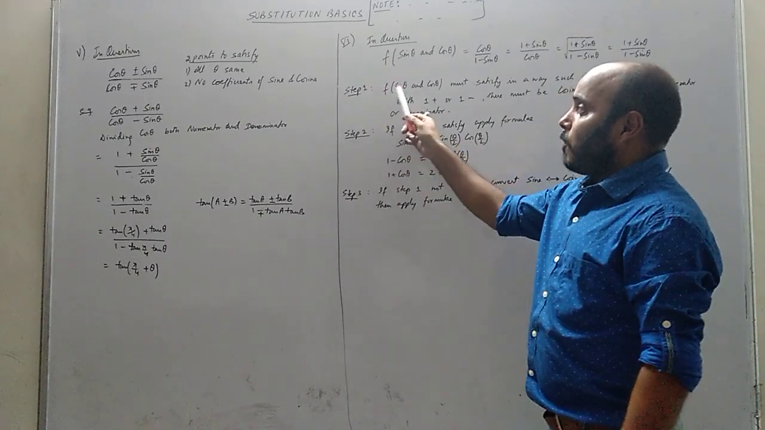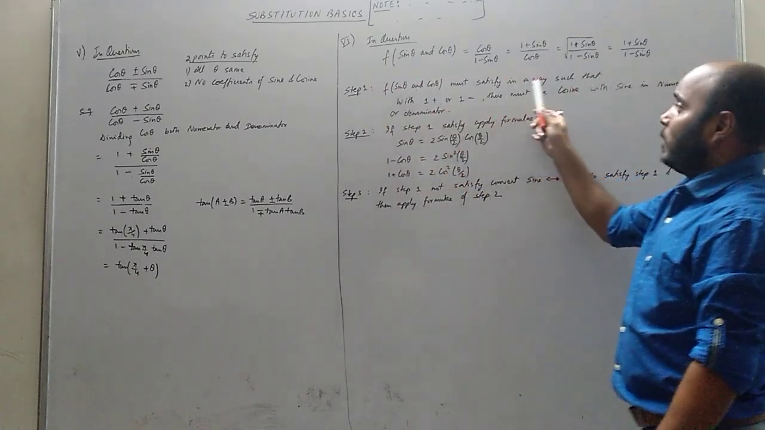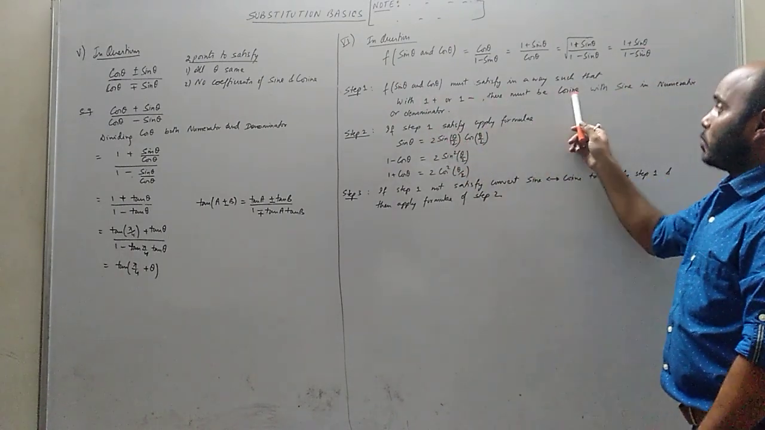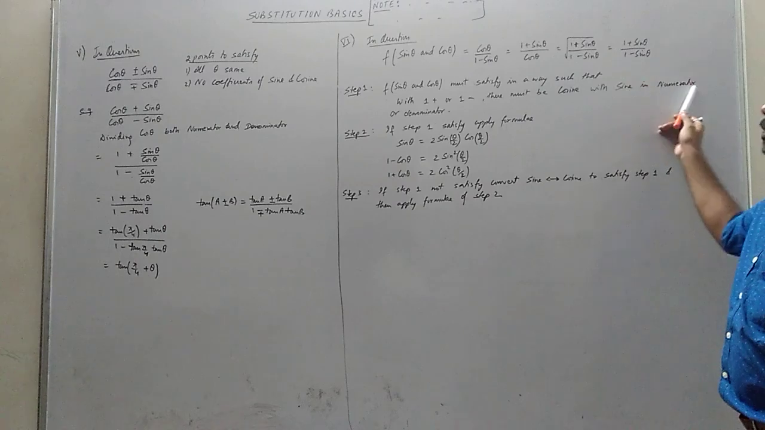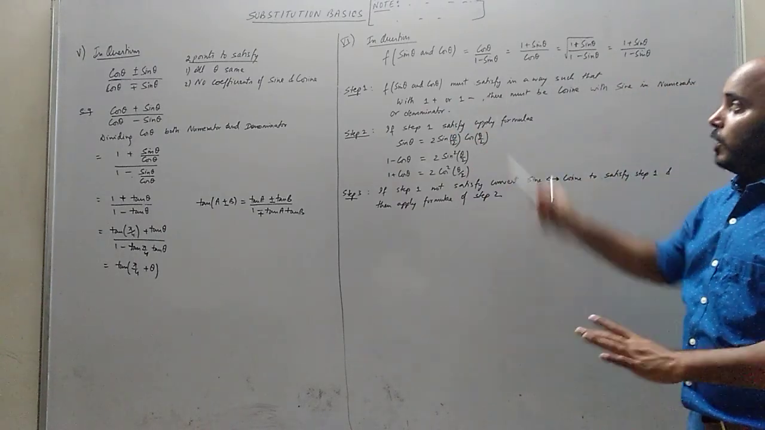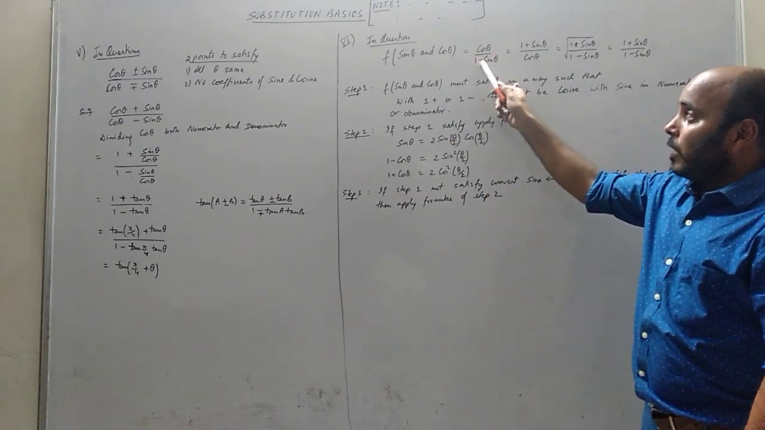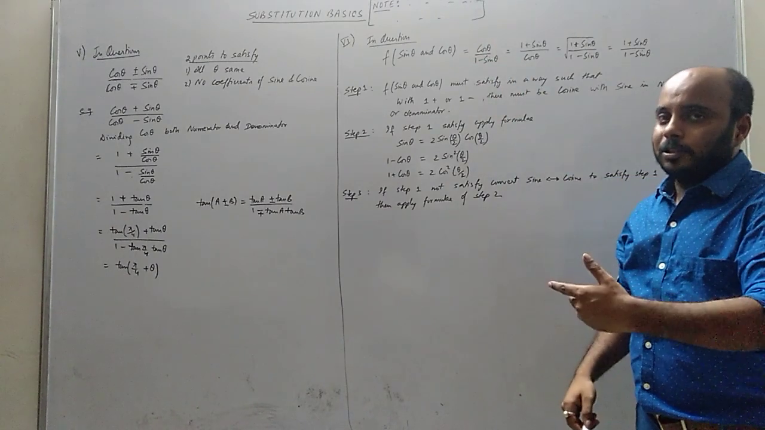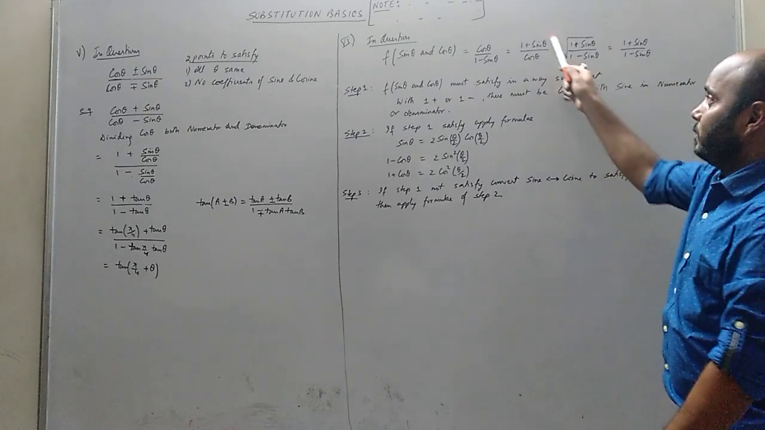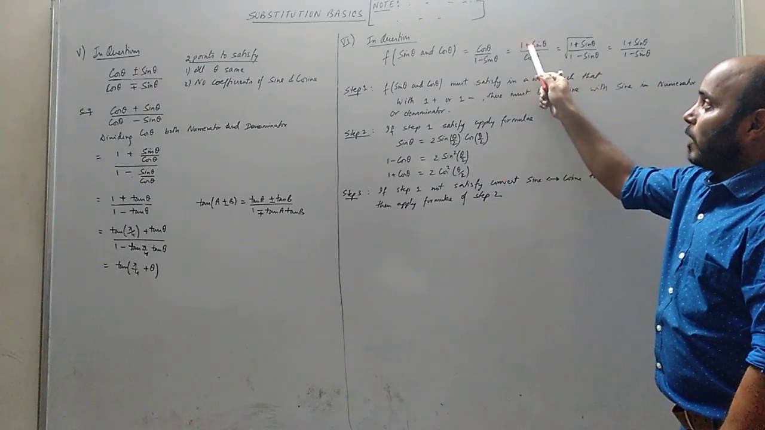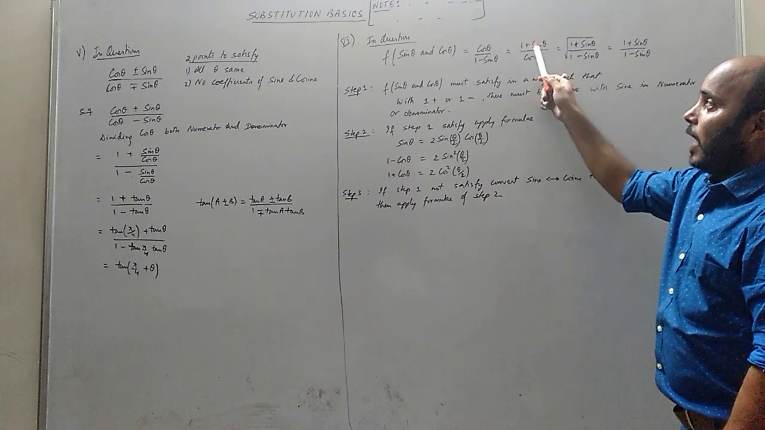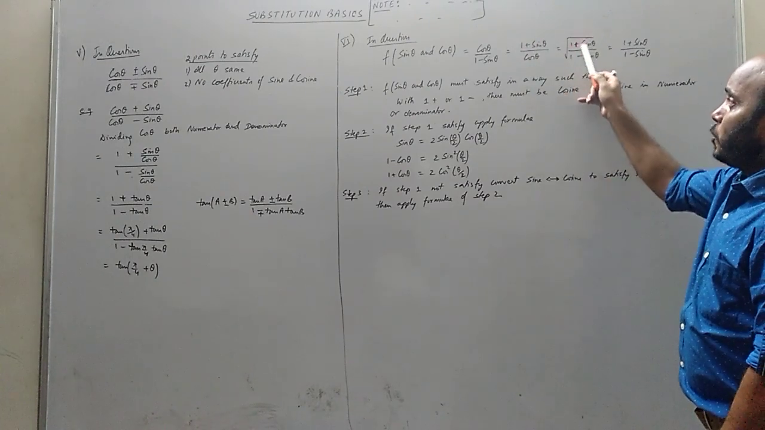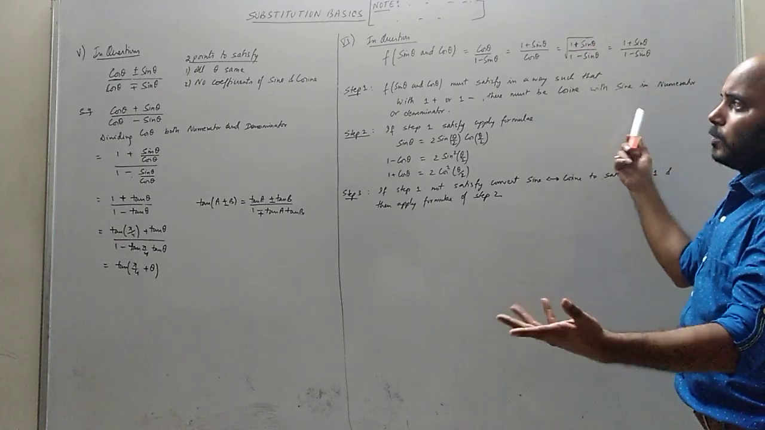Step 1. F of sin theta and cos theta must satisfy in a way such that with 1 plus or 1 minus there must be cosine, with sine in the numerator or denominator. With 1 plus or 1 minus we should have cosine and sine in the other term. Like see here, we have 1 plus, with 1 plus we should have cos and the other term should be sine. 1 plus 1 minus we should have cosine. There is no other term, so forget about it.